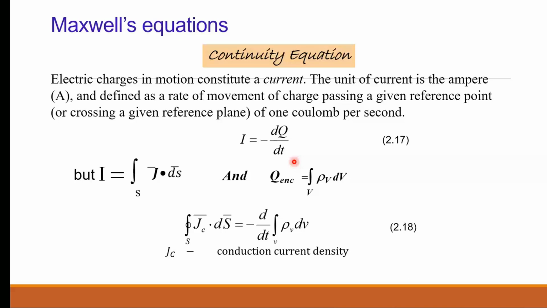But what is I? I is also equal to J ds, current density multiplied by area. So it is surface integration of J bar dot ds bar. And what is Q enclosed? Q is equal to triple integration of rho v dv. If we put these two in equation 2.17, what do we get?